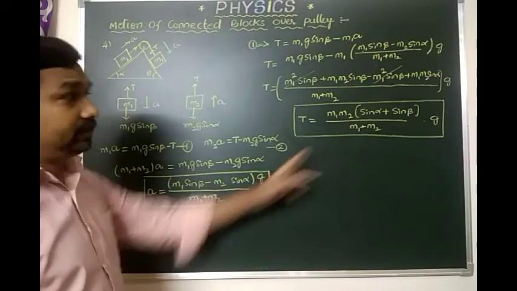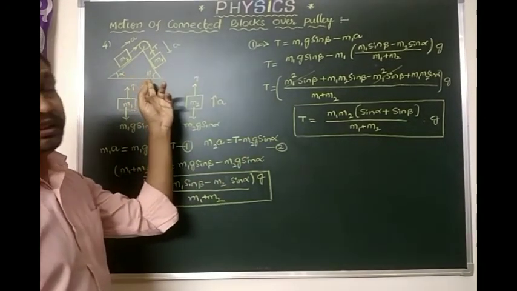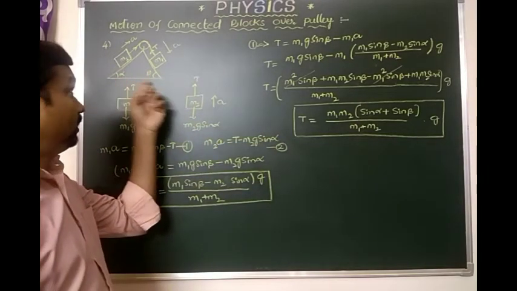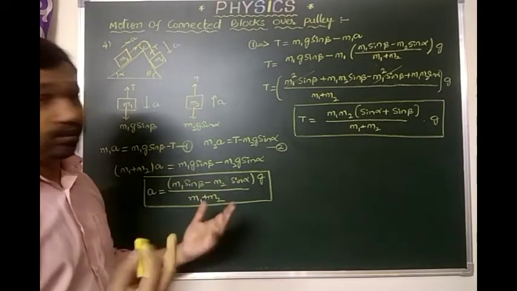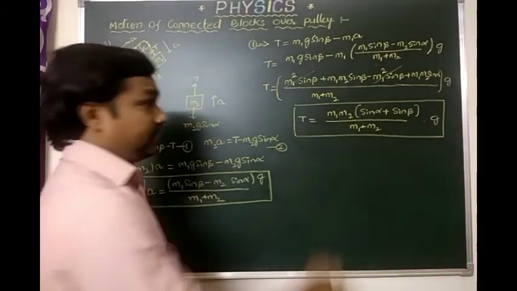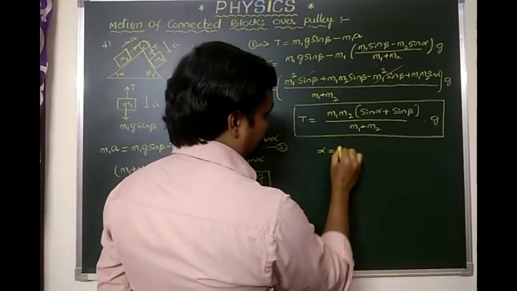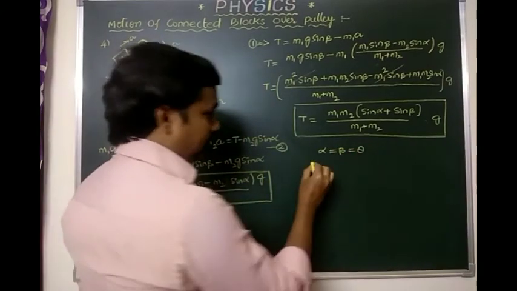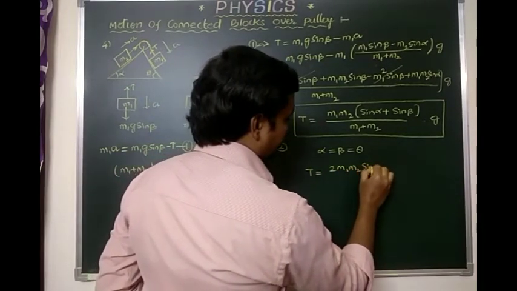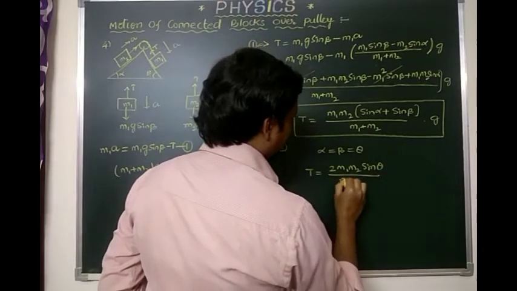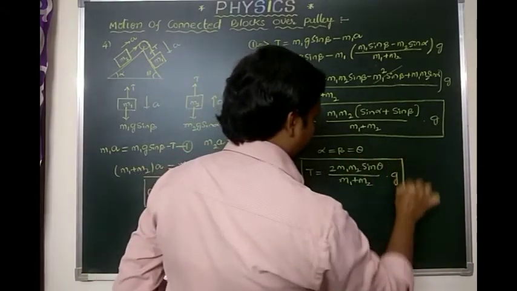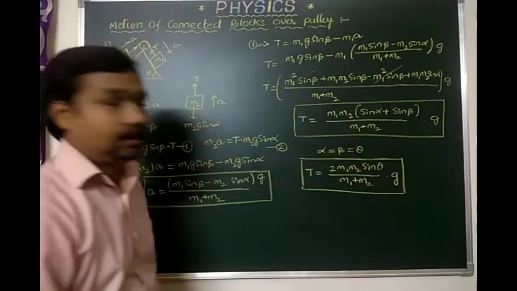Here is the acceleration. Here will be the tension when it is in this shape. Okay. If alpha, beta both are same, then what will we get? Sine alpha or sine theta, 2 sine theta. So we'll get alpha is equals to beta is equals to theta, then tension T is equals to 2 m1 m2 sin theta by m1 plus m2 into g, when both the angles are same.